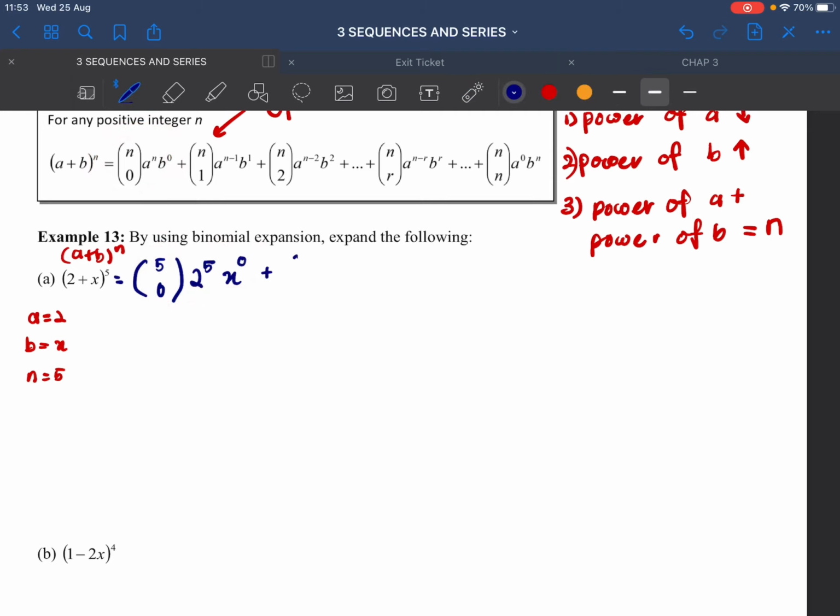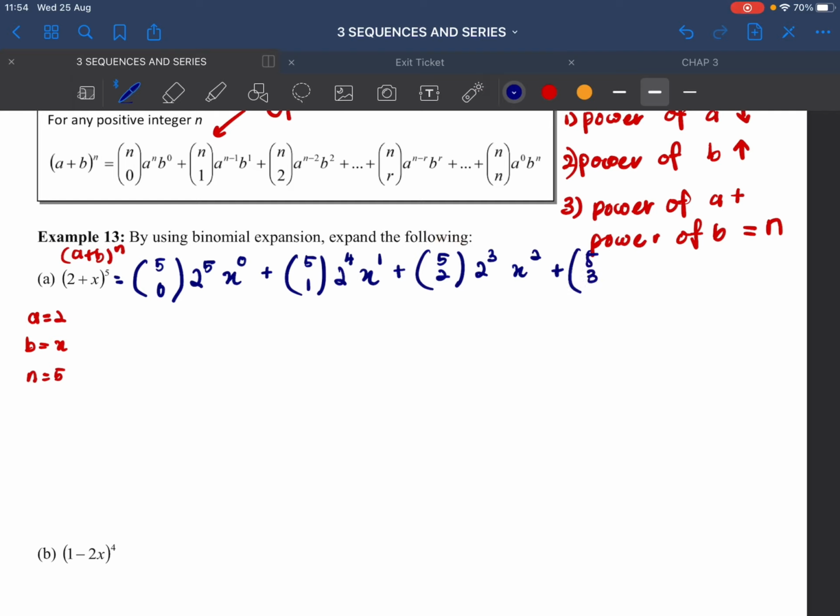So next, 5C, here your 0 will be 1. Okay, dia akan bertambah 1, 2, 3 dan seterusnya sampai kita dapat n. So your power of a will decrease, from 5 will be 4. Your power of b will increase, plus 5C2, power of a will decrease, power of b will increase. Okay, nak buat sampai bila ni? Sampai kita dapat n. Okay, which is 5, 5 lah.